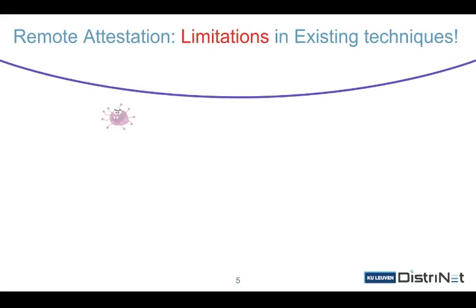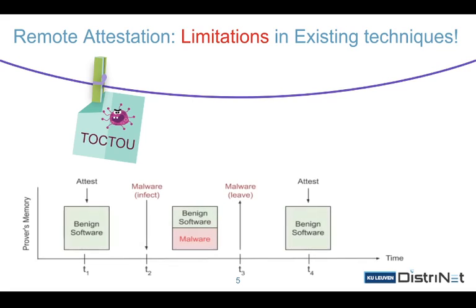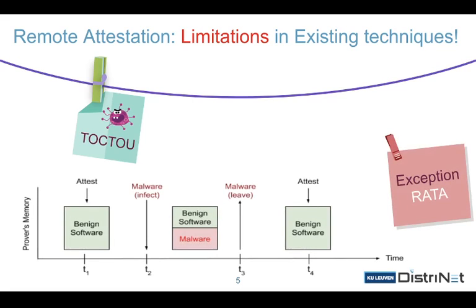First, all remote attestation protocols are vulnerable to time-of-check time-of-use attacks. By means of a transient attack, malware can infect a device, perform its malicious task, and leave without being detected, as this could happen between any two consecutive remote attestation routines, as visualized in this figure.